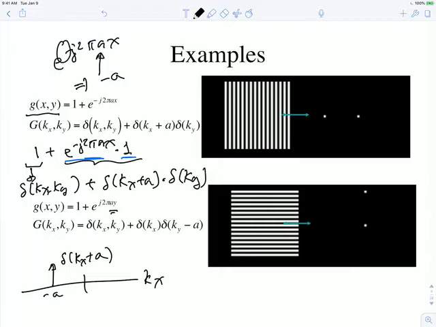The second example is essentially the same thing, just as a function of y. You might want to look through that and convince yourself that this is the correct answer. So that's how you apply linearity. What we've actually done is apply linearity and separability, so we've applied two properties. Any questions on that?